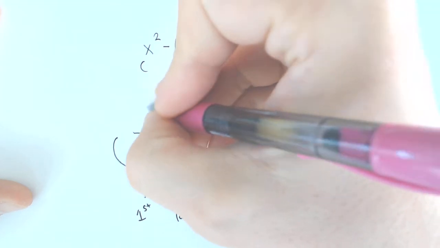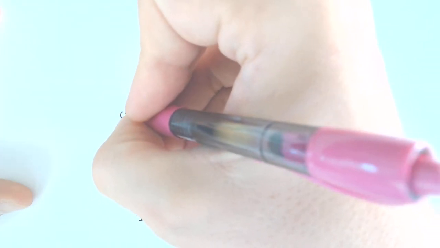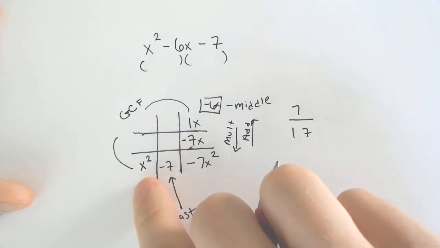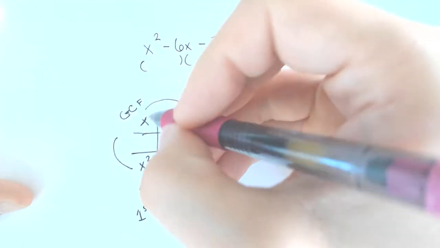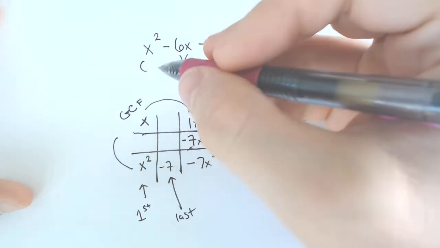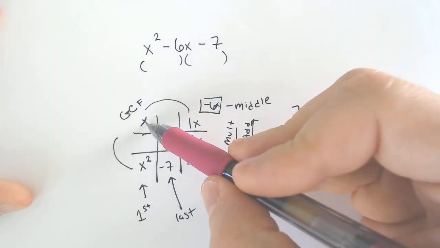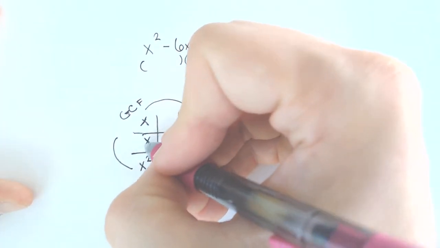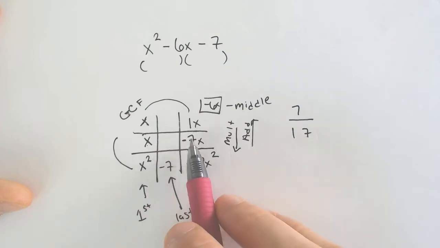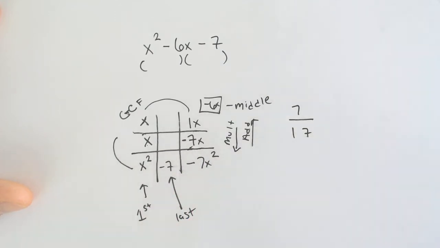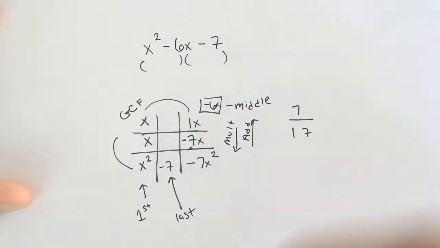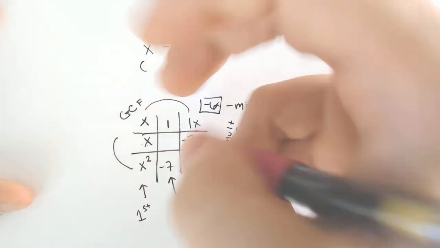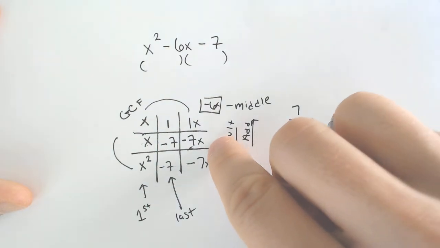Your greatest common factor goes right here. So what does x squared and x have in common? Just an x. X times what makes x squared? Because everything in this tic-tac-toe is going to be multiplying together. So x times x makes x squared. It's also the greatest common factor between 7x and x squared. And then what times these things will equal the 1x and the negative 7x. So x times 1 will equal 1x. And x times negative 7 will equal negative 7x.